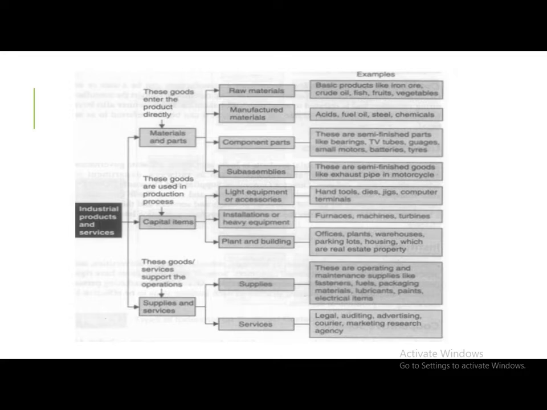And finally, supplies and services can be again classified into supplies. These are operating and maintenance supplies like fuels, packaging, fasteners, materials, lubricants, paints, electrical items, and so on. Or that can be services like legal services, auditing, advertisement, courier services, marketing research agencies, and so on. So, this is the chart for classification of industrial products and services.